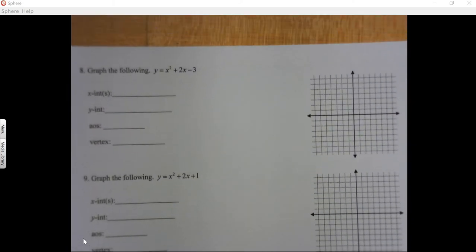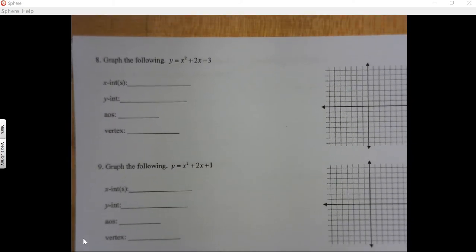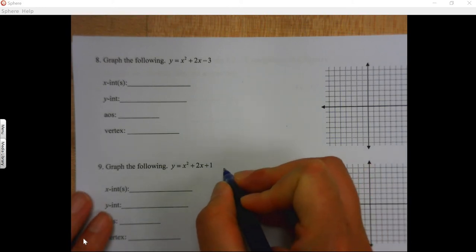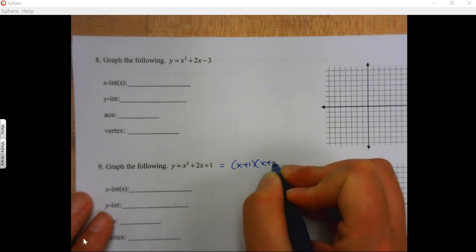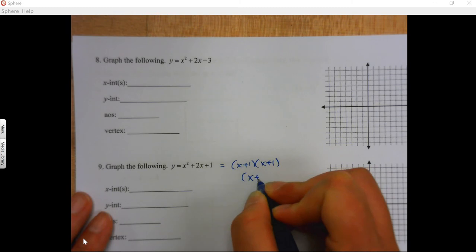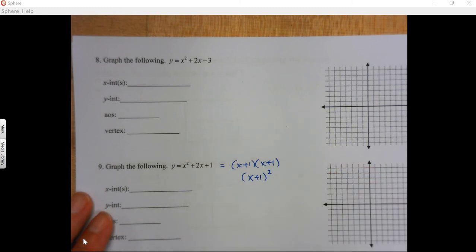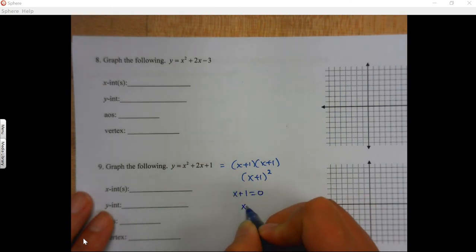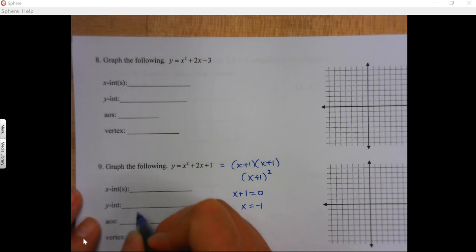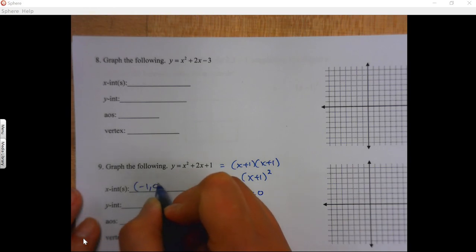These last 3 problems, or 4 problems, are the same as what we've been doing. We are trying to factor, so I'm going to start with number 9 here. I'm going to factor this. Gives me x plus 1 and x plus 1. Again, that's the same as x plus 1 squared. To find the x-intercepts, you're setting each piece equal to 0. In this case, it is just a single x-intercept at negative 1. We have negative 1, 0.